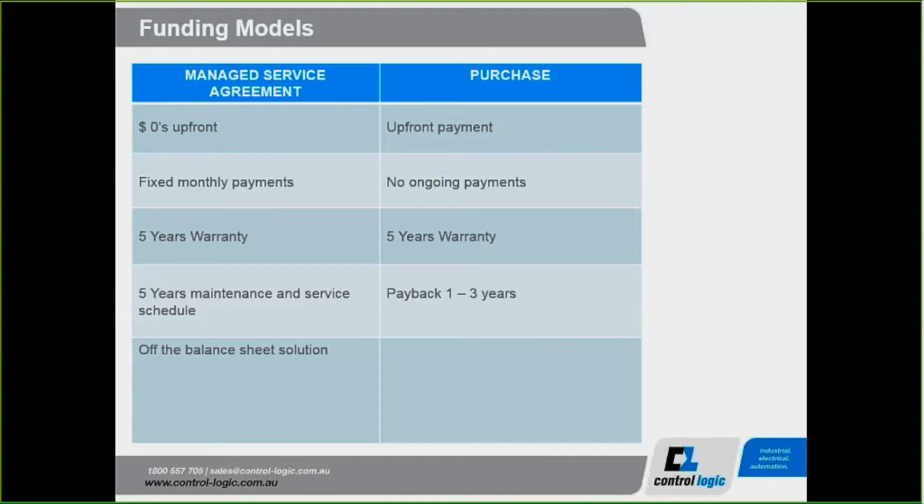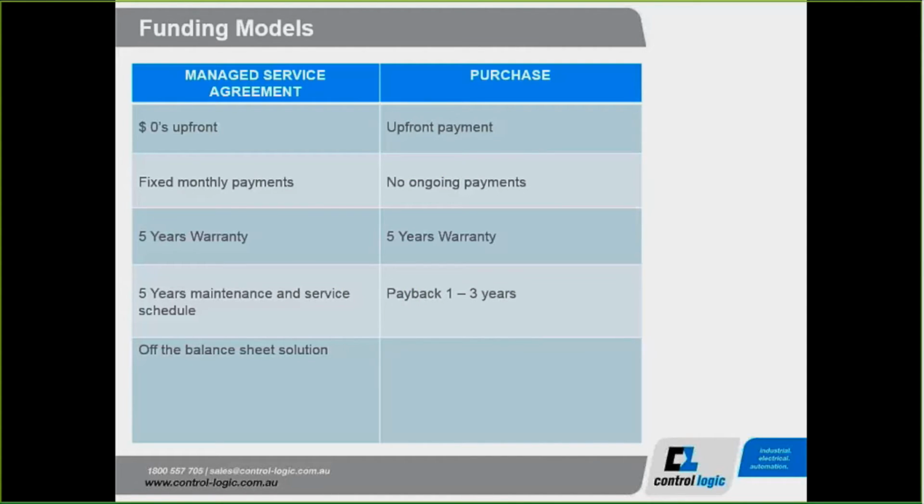On this slide we'll look at a couple of funding models. There's a managed service agreement that ControlLogic can provide, or there's a traditional straight up-front purchase of the PFC unit. Looking at the initial cost, under a managed service agreement there's $0 up front, whereas if you're going to purchase the unit outright, you've got to make an upfront payment.